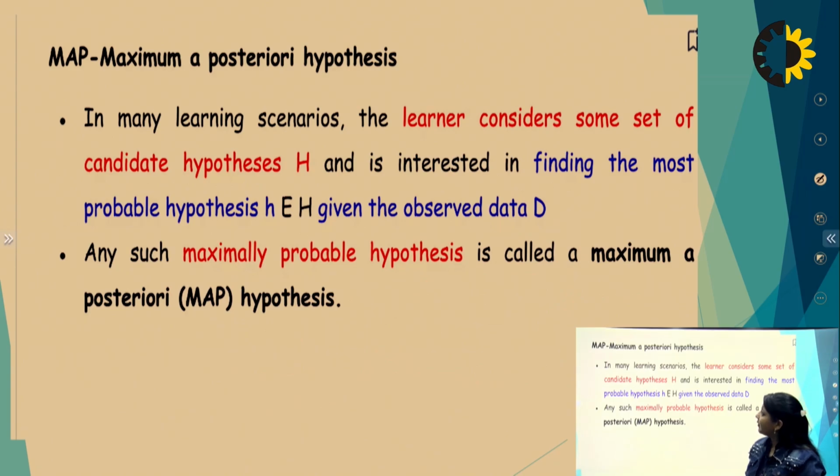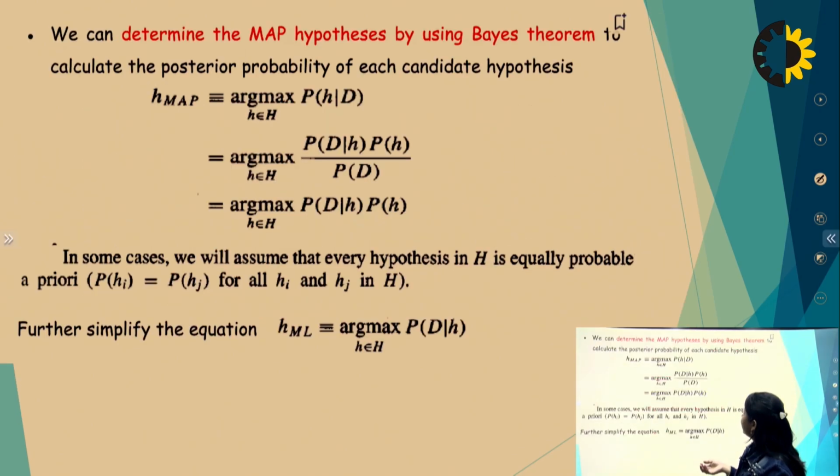So we can ask what the maximum a posteriori hypothesis is. We have to find the maximally probable hypothesis, because we have multiple hypotheses in our data set. How can we find which hypothesis has the maximum probability? This is the formula for calculating the maximum a posteriori hypothesis: argmax of h belonging to H, meaning all hypotheses belonging to this set, and P(h|D) means the posterior probability of the hypothesis with respect to the data set.